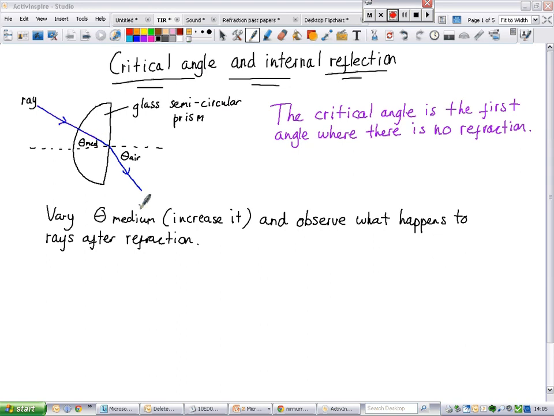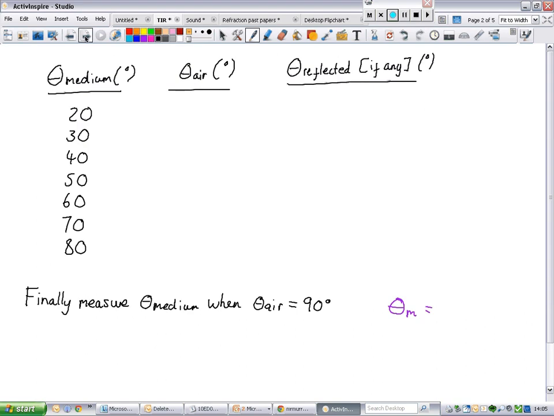So what we did in our experiment was to vary theta in the medium, increase it, and observe what happens beyond refraction. Around about 20 and 30 degrees, we didn't really see anything unusual happening. We probably wouldn't have seen really any sort of reflected rays that we could measure. Around about 40 degrees, you will start to see a reflected ray appearing, and then at 50, 60, 70, 80, you should see no refraction happening whatsoever.